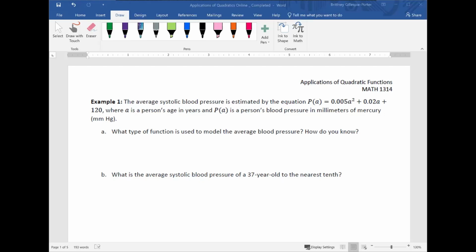Let's get into applications, which is a euphemism for word problems. Example 1: we have the average systolic blood pressure estimated by the equation, where A is the person's age in years and P of A is a person's blood pressure in millimeters of mercury, mmHg. Okay, so a couple of things. We know that A is going to be our age, and P, or P of A, is our blood pressure.